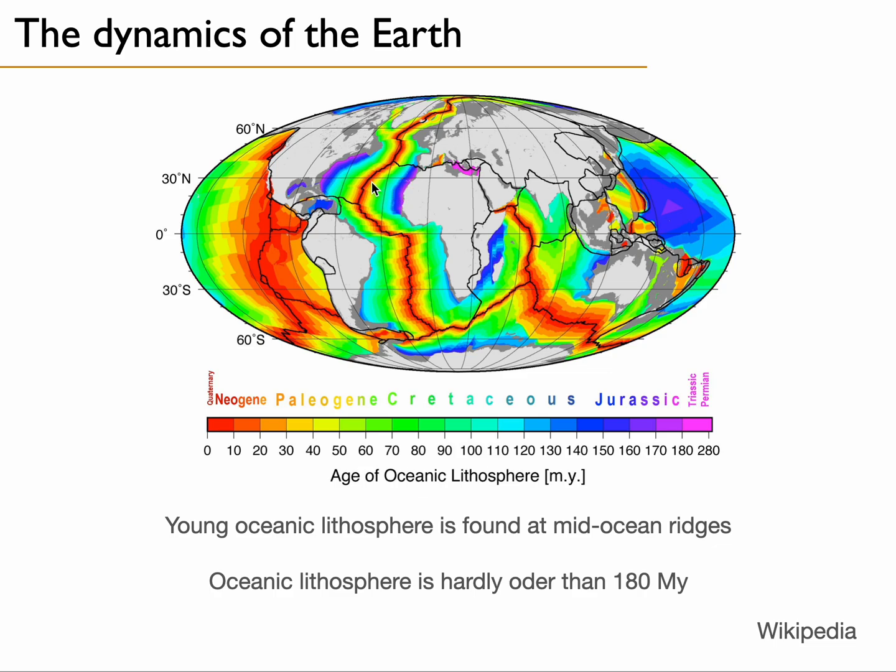So you do have a trend, a space-age relationship in the oceans. This is indicating a dynamic aspect of plate tectonics, basically that material is being created in the middle of the ocean and drifts away towards the continental sides. So the youngest oceanic material is found in the middle of the oceans, and the oldest one is hardly older than 180 million years on Earth.